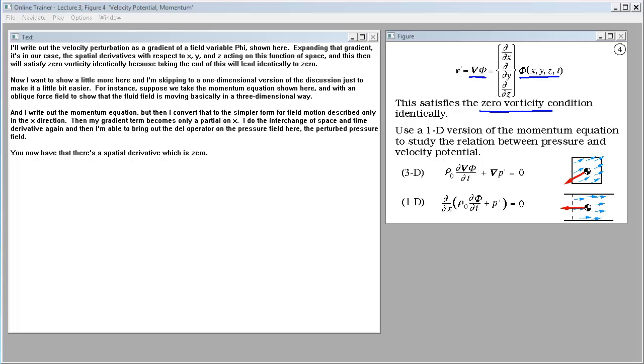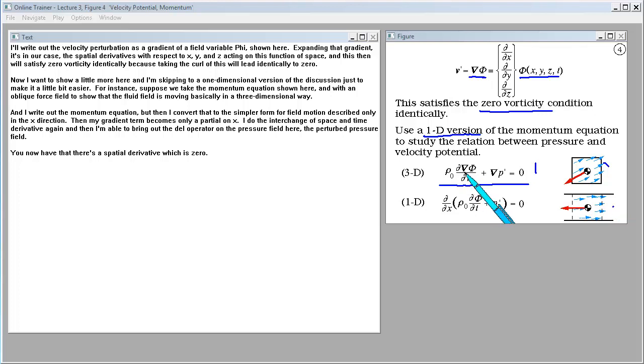Now I wanted to show a little more here, and I'm skipping to a one-dimensional version of the discussion just to make it a little bit easier. For instance, suppose we take the momentum equation shown here, and with an oblique force field to show that the fluid field is moving basically in a three-dimensional way, and I write out the momentum equation, but then I convert that to the simpler form for field motion described only in the x direction.